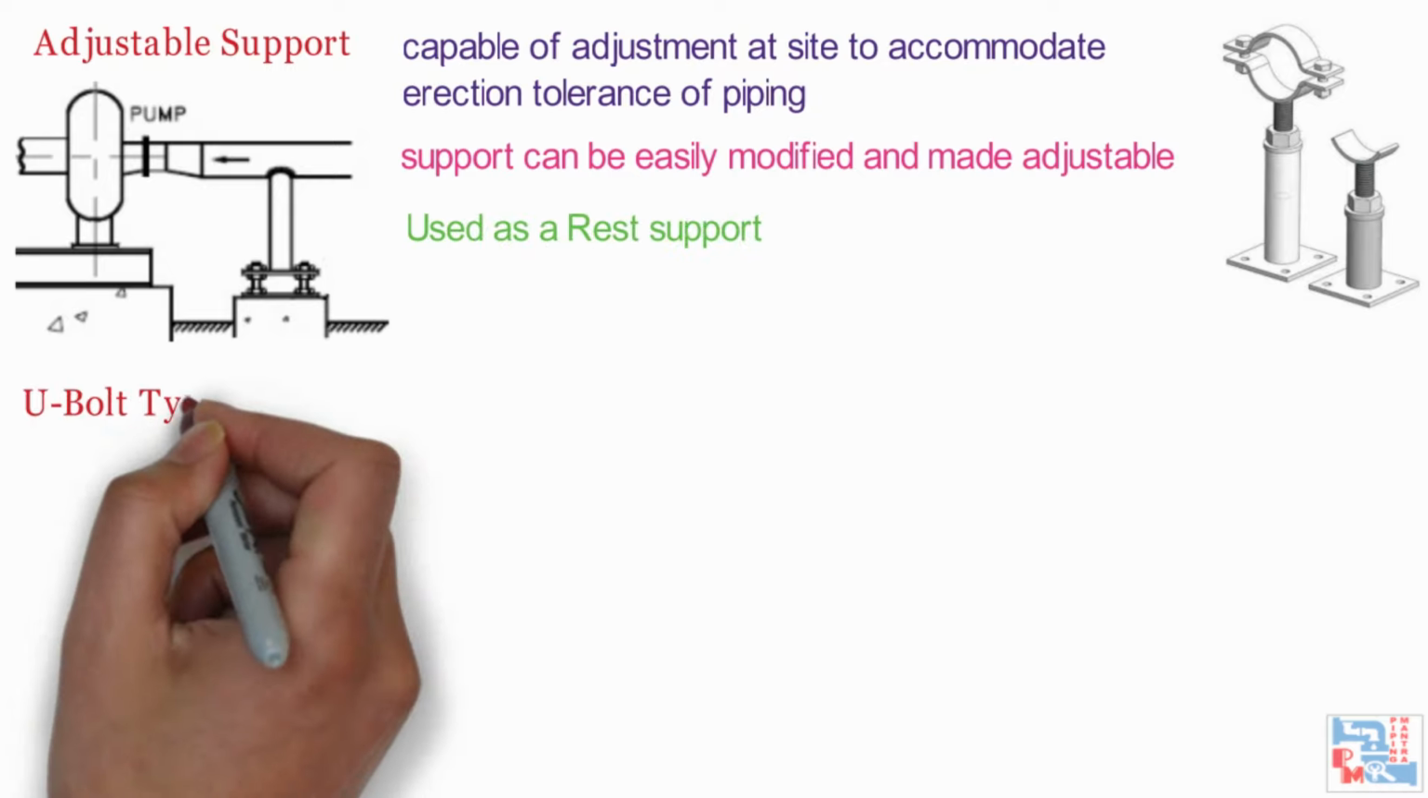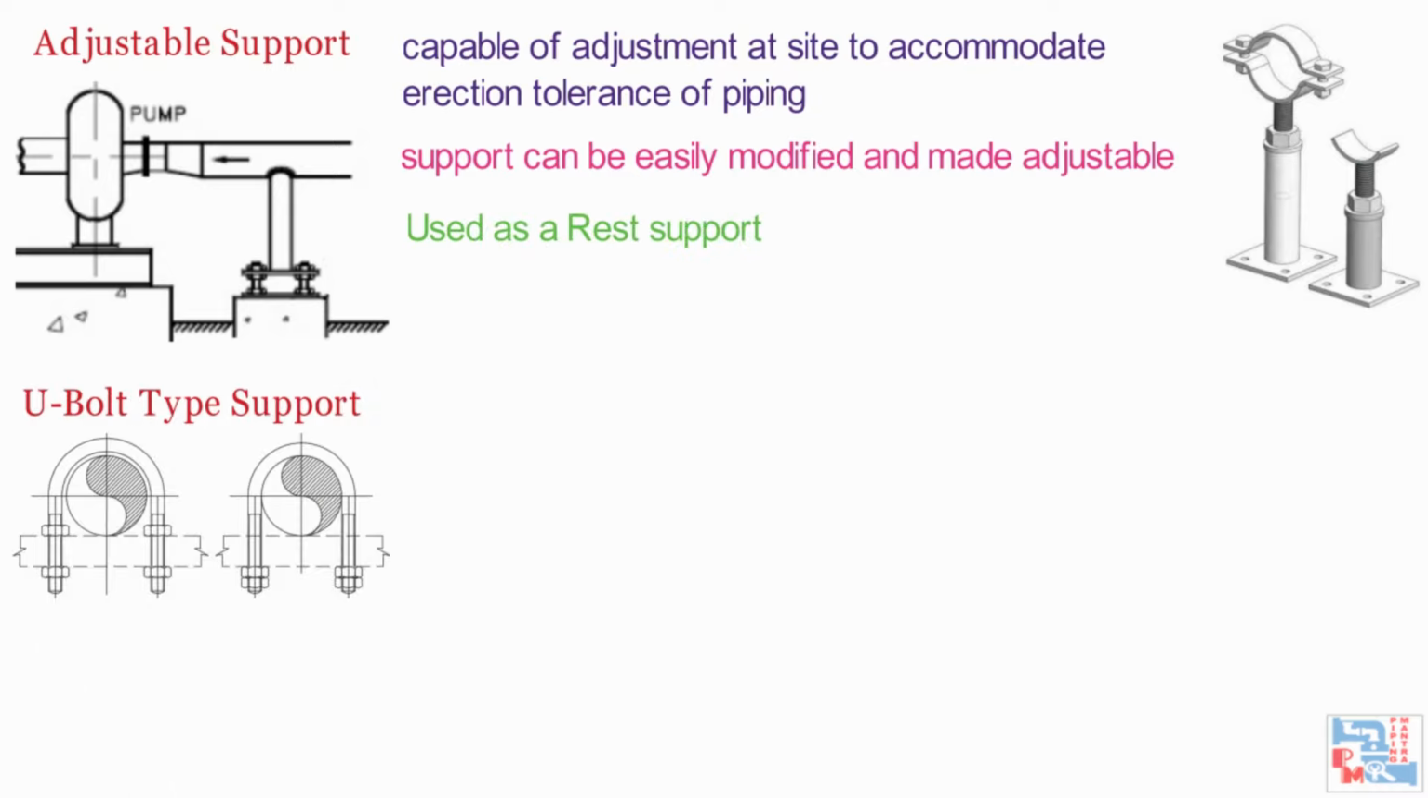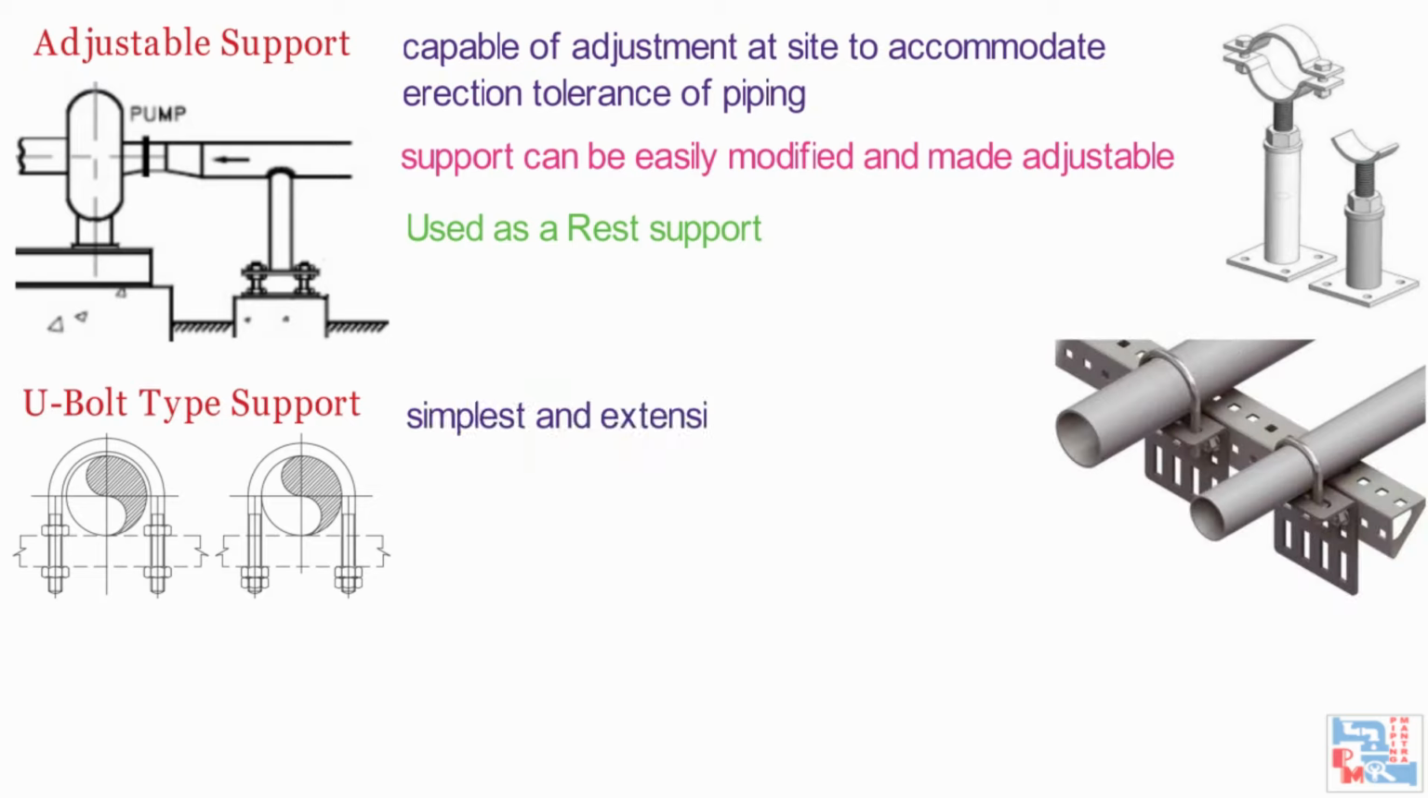Now comes U-bolt type support. U-bolt type support is one of the simplest and extensively used primary support items for supporting uninsulated piping. These are generally used as guides and anchors. These can be used conveniently as fixed points for smaller size, non-insulated piping.